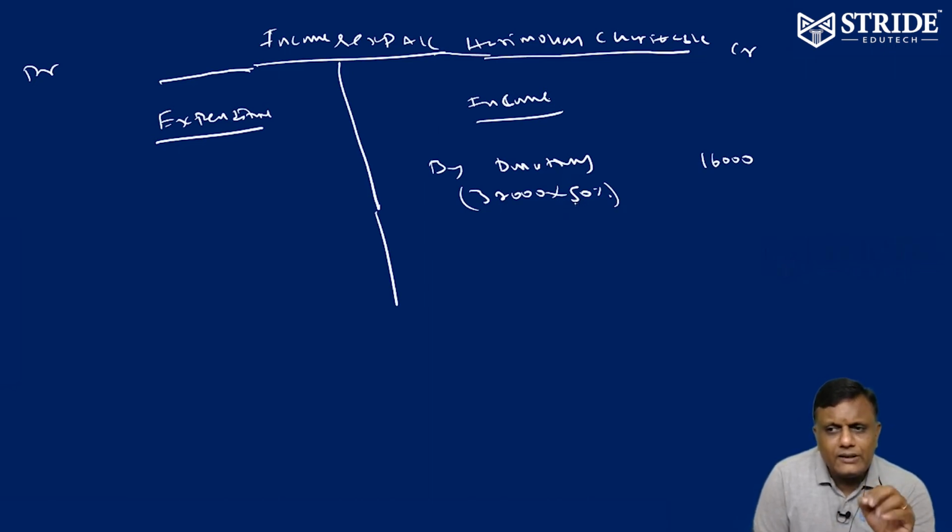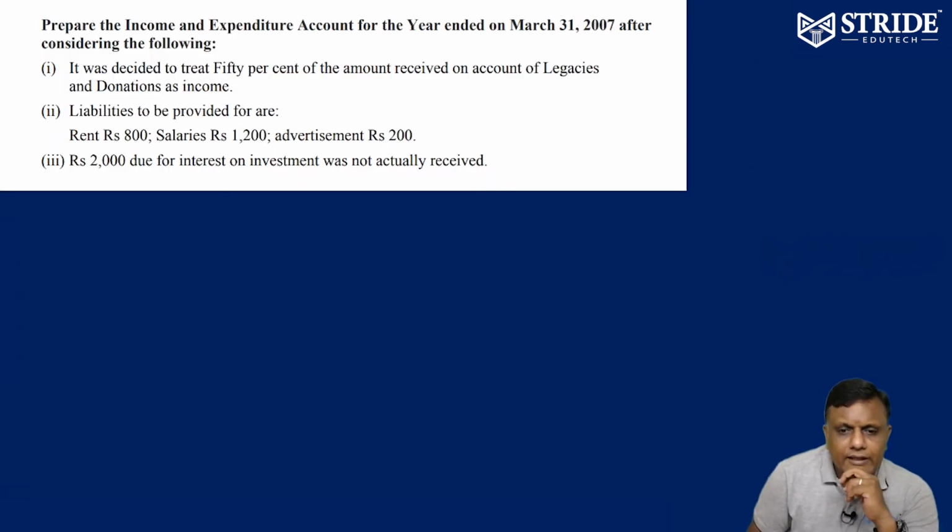Now, what is a revenue receipt? I can use the money as the institution thinks fit. What about the balance 50%? The balance 50% is a capital receipt. They are not supposed to use it for any purpose. So donations: 50% revenue receipts. Next one.